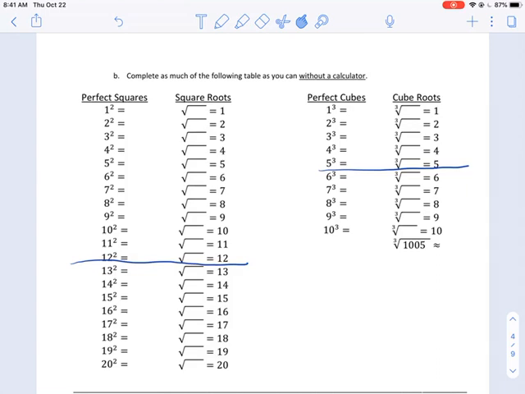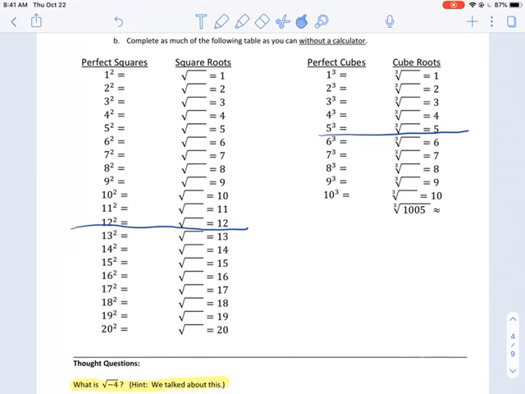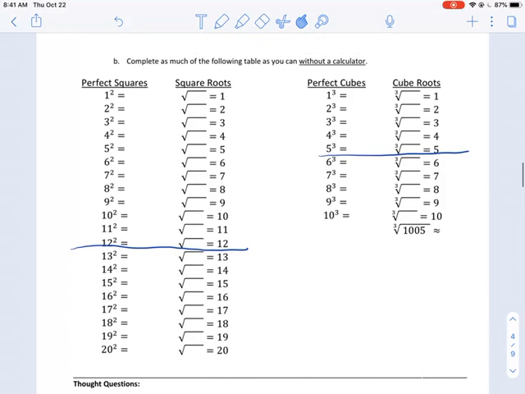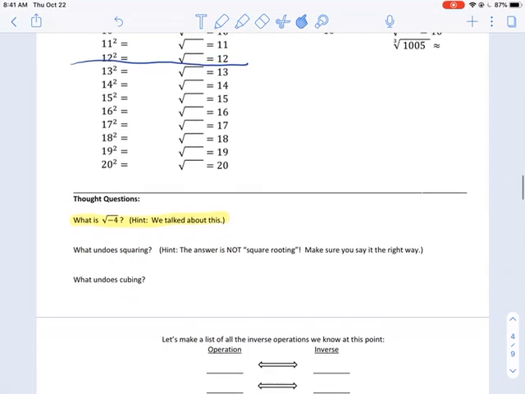I would recommend knowing the first 12, at least, perfect squares, and the first 5 perfect cubes. It's even more helpful if you know more, but that helps you a lot with the equations that we solved yesterday and the equations that we'll be solving today.